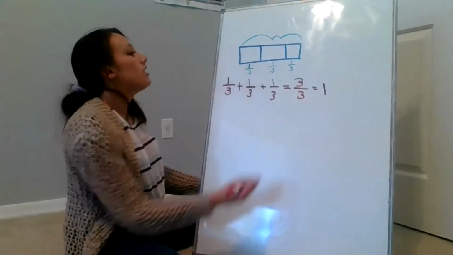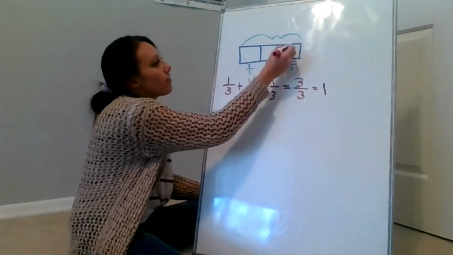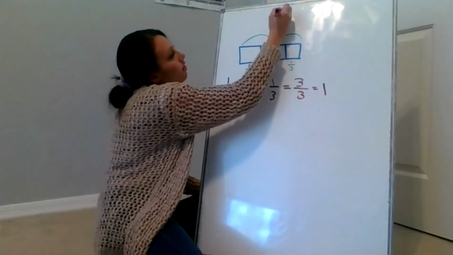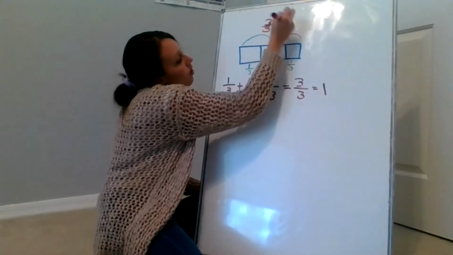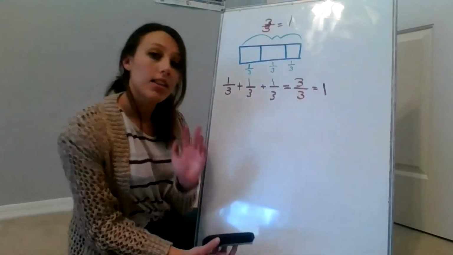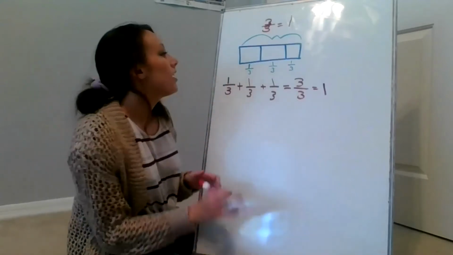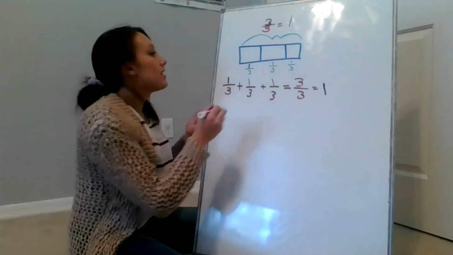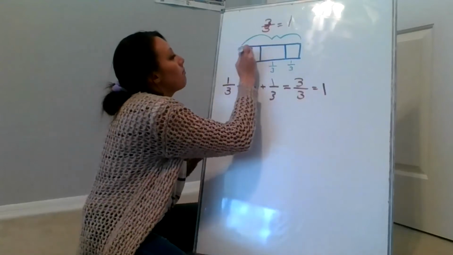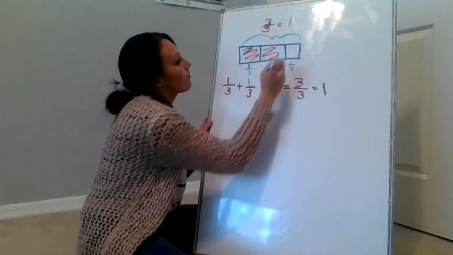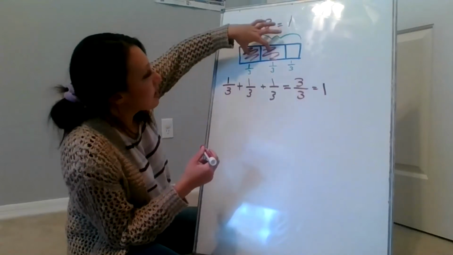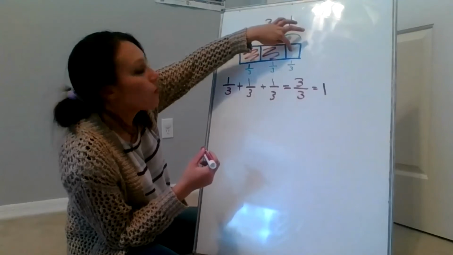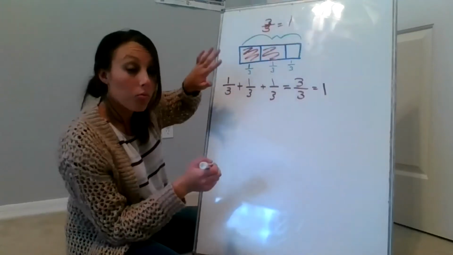whole, right? So we know that this whole bar diagram here is equivalent to 3/3, which equals 1 whole. Now, let's think about this in another way. What if I decided to shade in both of these boxes here? We could also say that these two shades plus this one box here equals a whole, right?